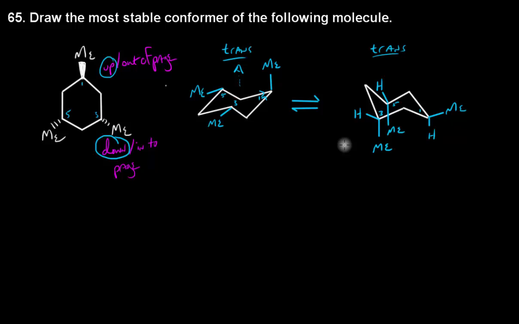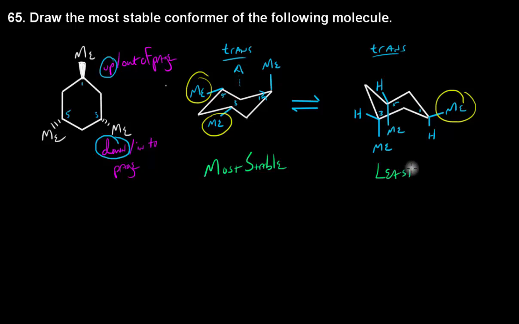Okay, so in the first example, we have 2 equatorial groups and 1 axial. And in the second conformer, after we do the ring flip, we have 2 axials and 1 equatorial. So in this case, we have 2 stable configurations, and in the other, only one. So between the two, this is the most stable conformer, and this one on the right is going to be the least stable. Okay? And that's actually all there is to this question. Okay? Next question.